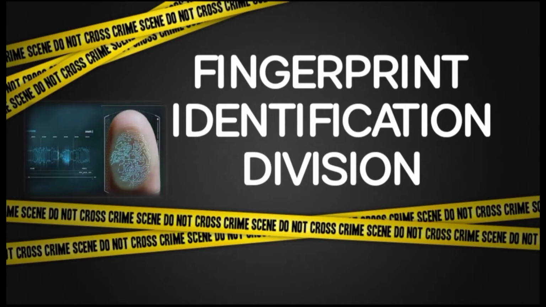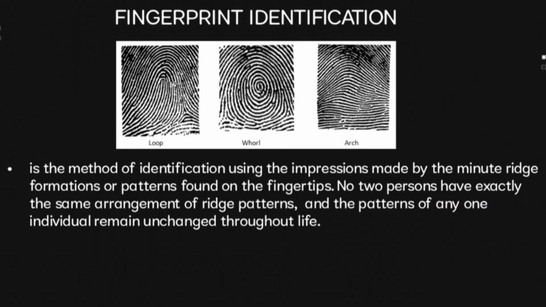Then, next, the fingerprint identification division. So, fingerprint identification is the method of identification using the impressions made by the minute ridge formations or patterns found on the fingertips. So, note, no two persons have exactly the same arrangement of ridge patterns, and the patterns of any one individual remain unchanged throughout life. So, no person has the same fingerprint, so that's why it is accurate in terms of identifying a known suspect.